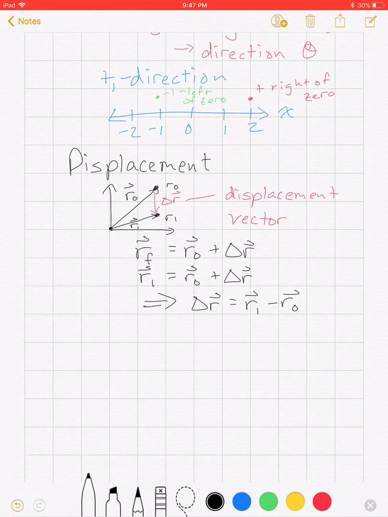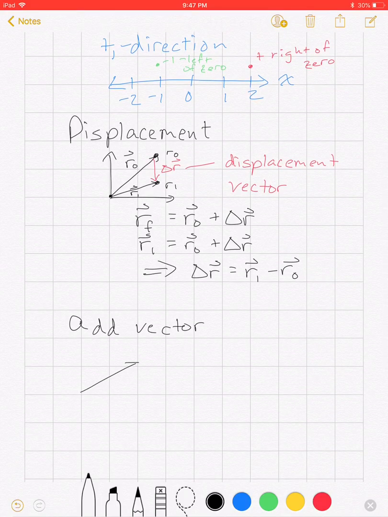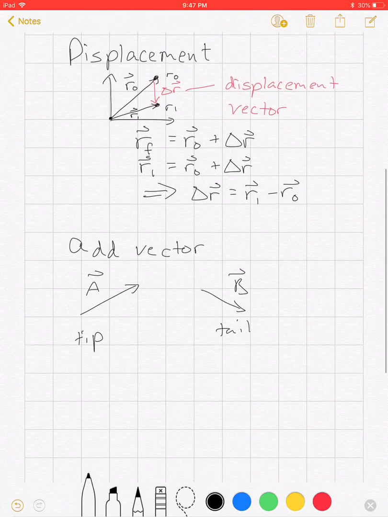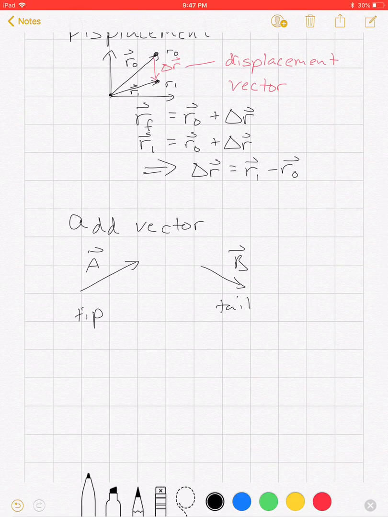So to add a vector, we take the tip of the first vector and add it to the tail of a second. So if I have a vector A, we take the tip of A and add it to the tail of B. So this is vector B. Okay, so that's the first step, is add tip to tail. So this is A, then we're going to start with the tail of B right at the tip of A and go down like this, right?